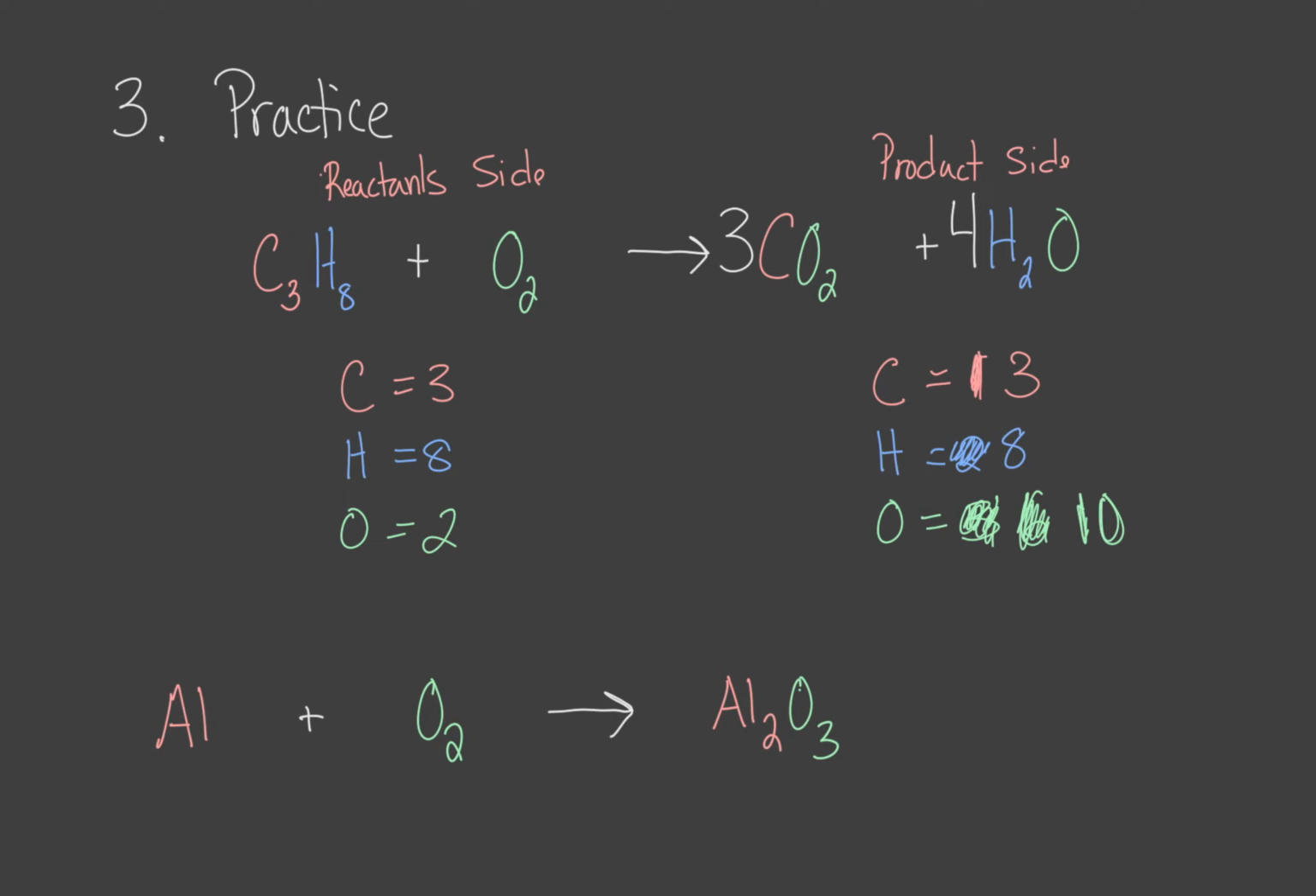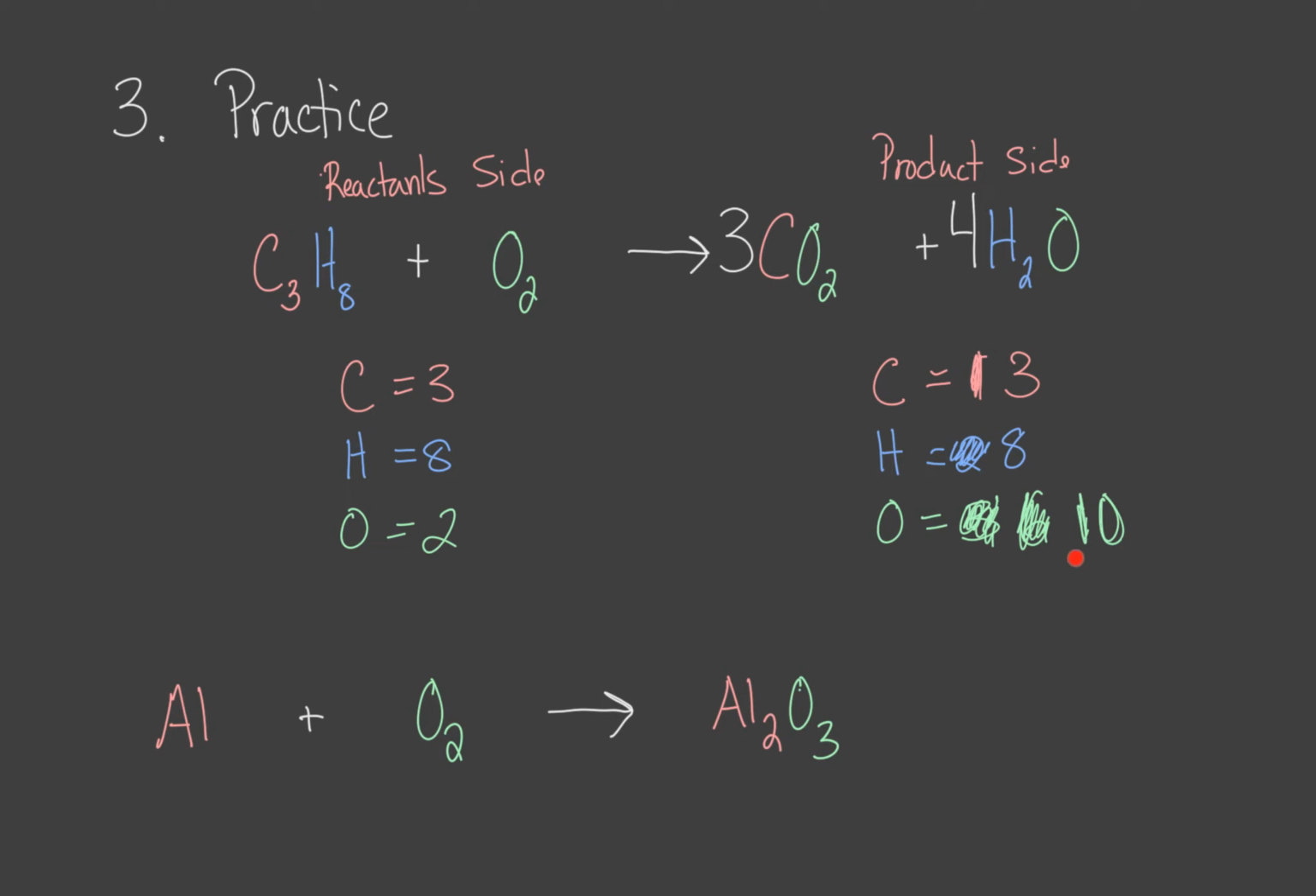But we're getting close. If I look at it now, carbon is balanced. I have 1, 2, 3 carbon over here, 1, 2, 3 carbon on the product side. I have 8 hydrogen on the reactant side and 8 hydrogen on the product side. The only thing that's not balanced is oxygen.